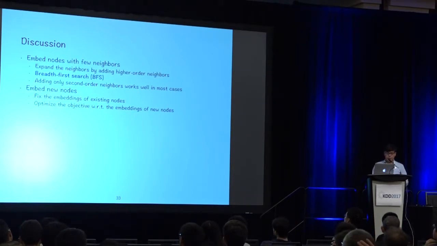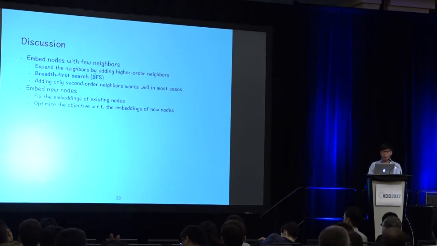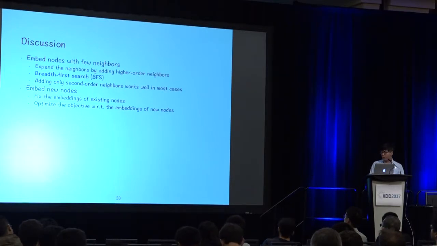Another practical issue is that networks are dynamic. For example, in one time period, you've already embedded every node in the network, and then a new node comes in. How can you embed the new node? The solution is that you can just fix the embeddings of the existing nodes and then do the optimization with respect to the embeddings of the new nodes. Okay, so this is how we can embed new nodes.